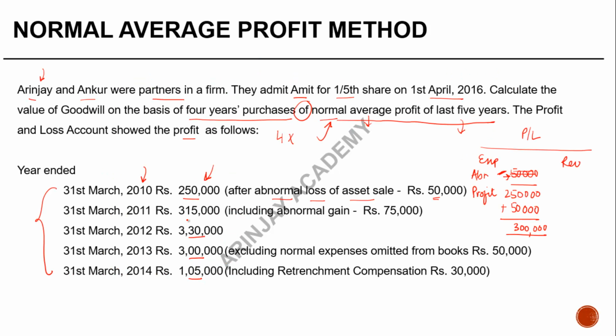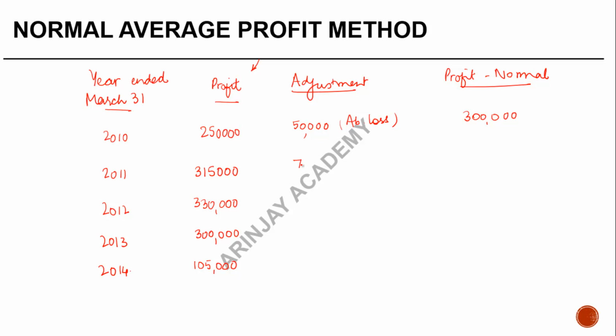In the next year, the profit is 3,15,000, including abnormal gain of 75,000. Now, what this means is that there was a gain of 75,000, an abnormal gain which was included in this profit. If this gain was not there, what would have been the normal profit? It would have been 3,15,000 minus 75,000, or in other words, 2,40,000. So you need to consider what impact this adjustment had on the profit and loss account.